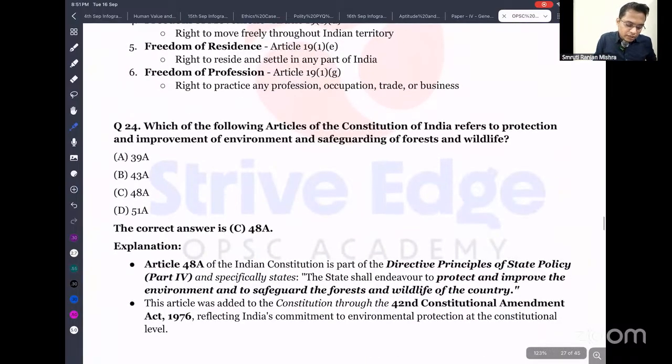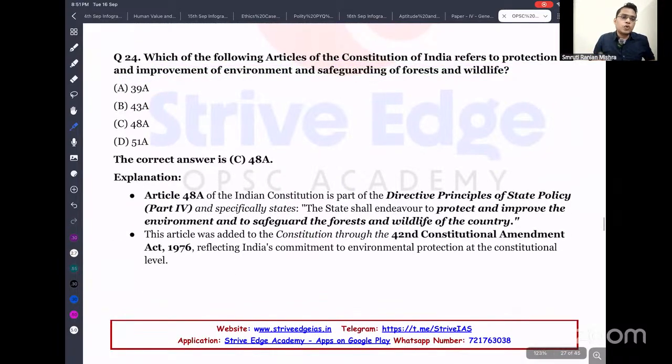The next important question is: which of the following articles of the Indian Constitution refers to protection and improvement of the environment and safeguarding forest and wildlife? Article 48A of our Indian Constitution, which is part of the DPSP, Directive Principles of State Policy, talks about the protection of the environment and forests. It specifically states that the State shall endeavor to protect and improve the environment and safeguard the forests and wildlife of the country. It was added through the 42nd Constitutional Amendment Act in 1976, which is very important. The 42nd Constitutional Amendment Act is also called the mini constitution.